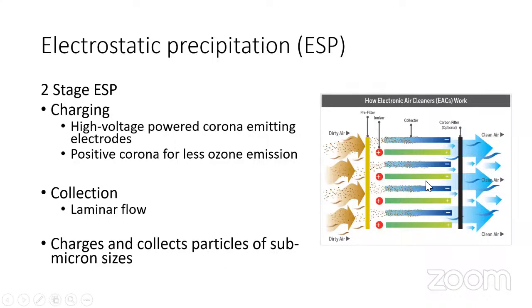So because there are more number of plates, the flow is forced to be in a laminar mode, and that basically helps collection of finer particles. So it is found that the two-stage ESP charges and collects particles as small as sub-micron sizes. So the size of the COVID-19 virus was found to be in the range of 0.1 micron to 1 micron. So this technology would have been effective for the inactivation of such airborne biological contaminants as well.